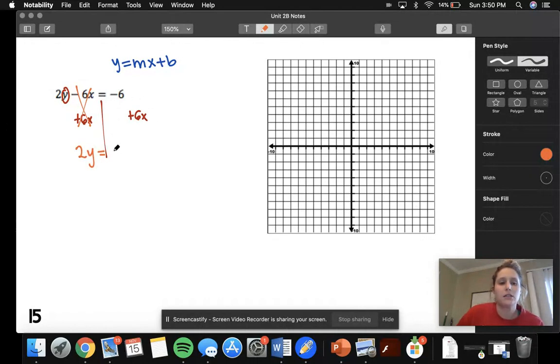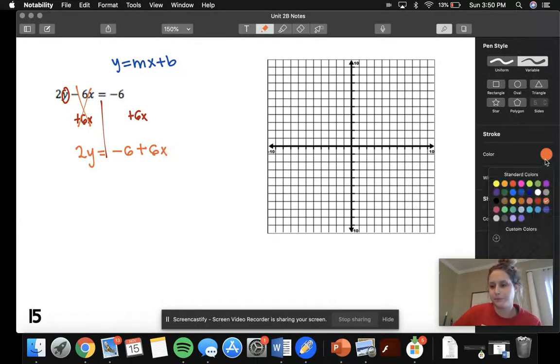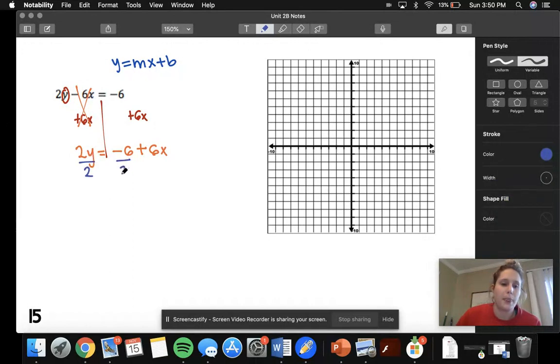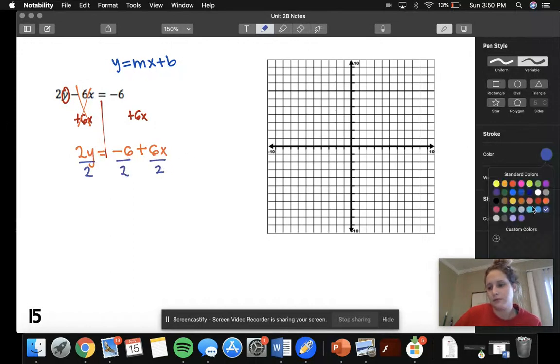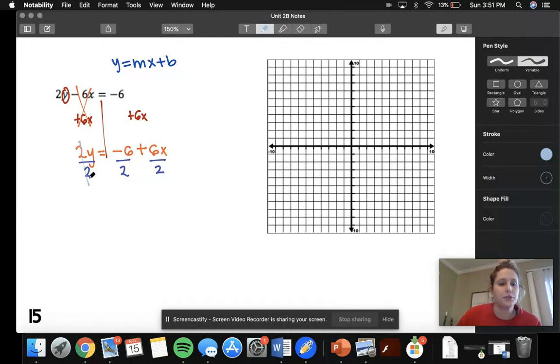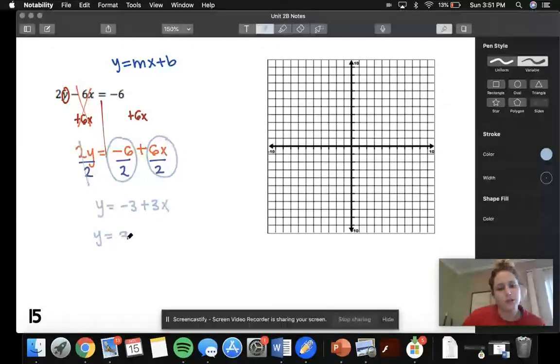These are not likes, so I have a negative 6 that I started with, and then I added 6x to it. Now I'm ready to get rid of this 2. This is multiplication, so I'm going to divide it. 2 over 2 is a 1y. Negative 6 over 2 is a negative 3. 6x divided by 2 is a positive 3. So this equation is solved for. It is y equals 3x minus 3.